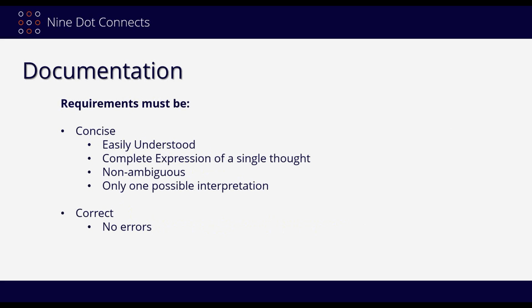So what does the requirement itself have to be? Number one, it has to be concise, easily understood, a complete expression, non-ambiguous, only one possible interpretation. So if I go back to my alarm clock example and I say, this alarm clock shall operate using a 5-volt power supply, that's a very precise, concise statement. There's no ambiguity to it. You know exactly what voltage it's supposed to operate off of. So if I find a part that's 1.5 volts, obviously I'm going to have some problems with that.